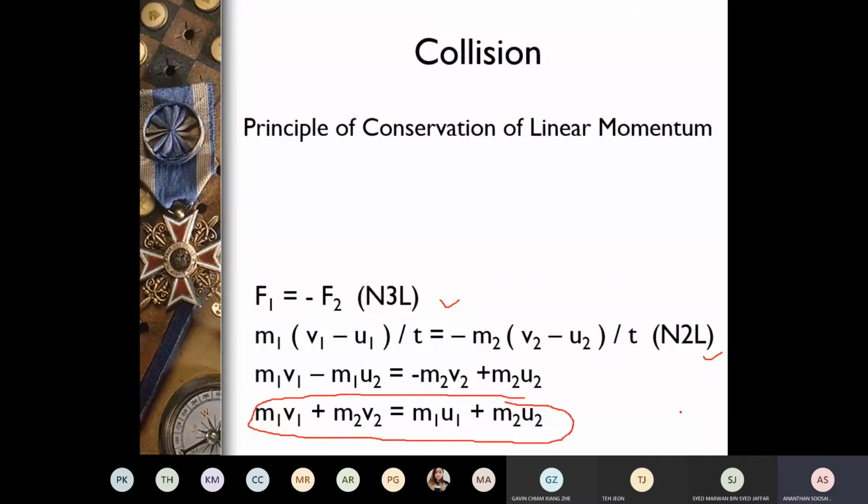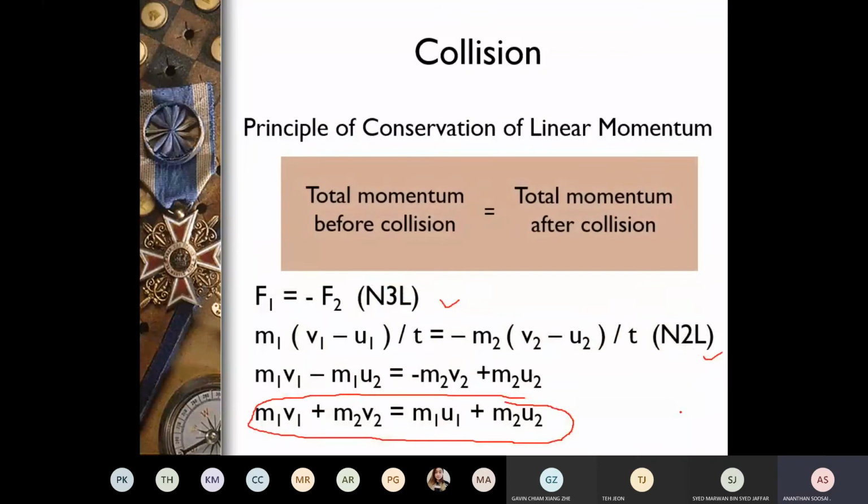Okay. So this is called the principle of conservation of linear momentum. The total momentum before collision is equal to the total momentum after collision for a closed system. Okay. So how does it arise? From Newton's third law and Newton's second law.